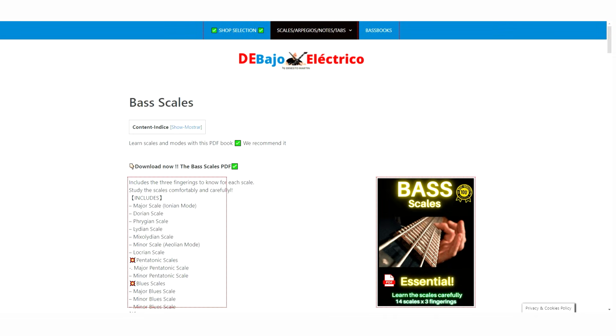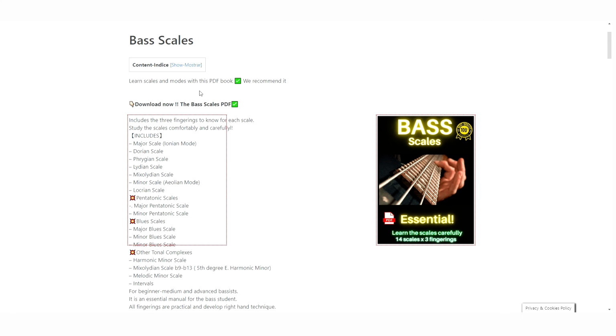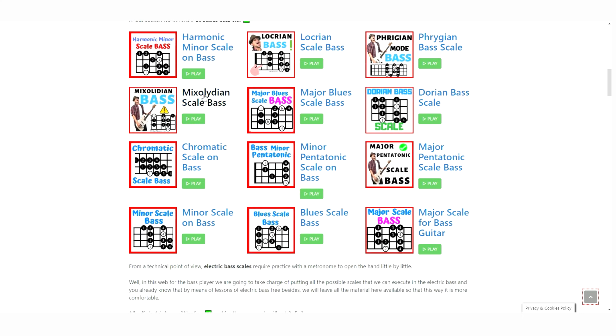The pentatonic scale is one of the scales that everybody plays when they're just beginning, so I advise you, if you're just starting, that you learn every fingering.